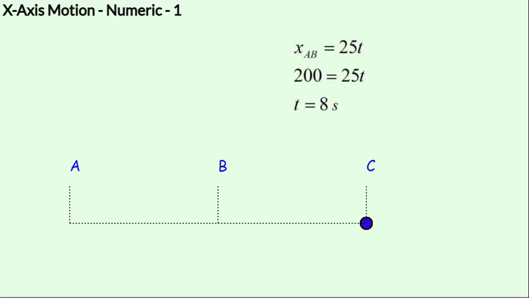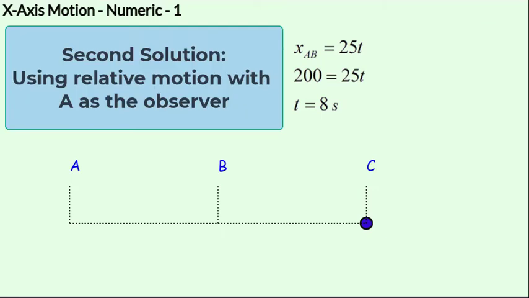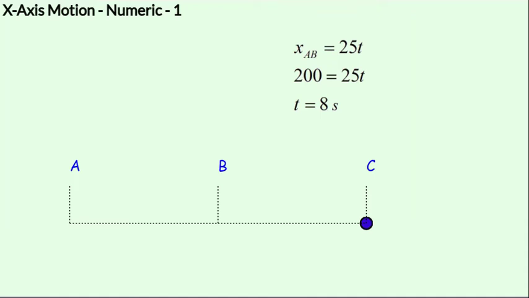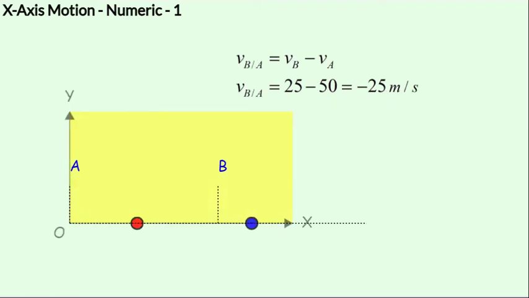Now let's look at an alternative way to solve the same problem, but this time we will use the concept of relative velocity. When we solve a problem using the relative velocity, the first step is to attach the frame of reference to one of the objects and then set up the equation viewing every other object through this frame of reference. So we will attach the frame of reference to A.